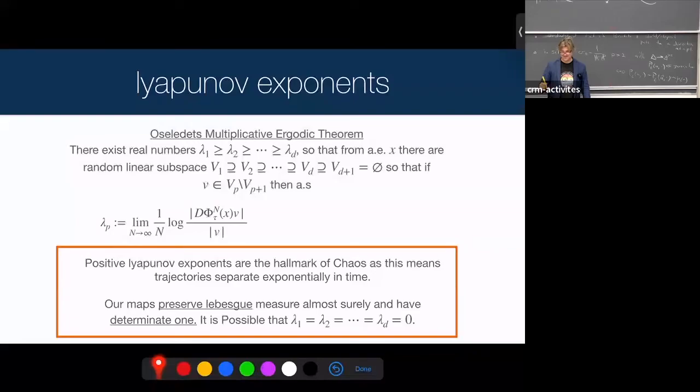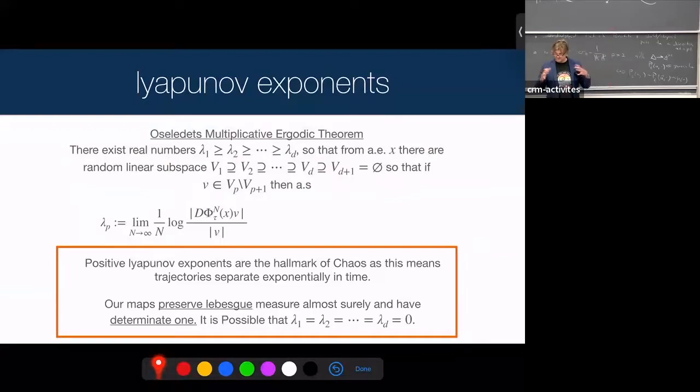So since Sam already did a nice introduction to Lyapunov exponents, I don't have to talk about it too much, except to say that Oseledets' multiplicative ergodic theorem talks about the flag, these Lyapunov exponents that are almost surely deterministic. And since I am really interested in Euler, I'm going to prove this for this approximation of Euler.